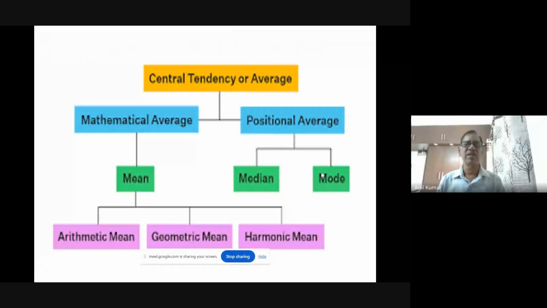When our concern is to describe the data's central tendency, we try to use mean, median, and mode. And in mean also, you can think of arithmetic mean, geometric mean, harmonic mean. Normally in statistical analysis, we use arithmetic mean only.